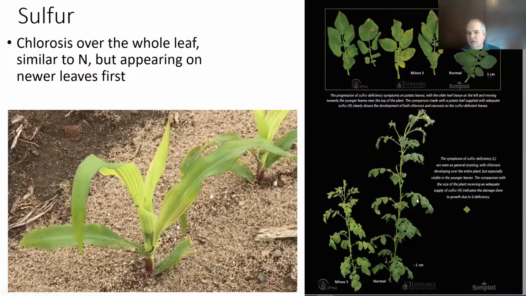Potato plants, again, over here on the right, you can see this healthy plant on the right, the normal plant, compared to this chlorotic, stunted, sulfur deficient plant on the left. And again, you can kind of see the newer leaves are more affected. That's a little more apparent up here in the leaves as we look across there. The newer leaves here in the middle have worse chlorosis than the older leaves on the left.